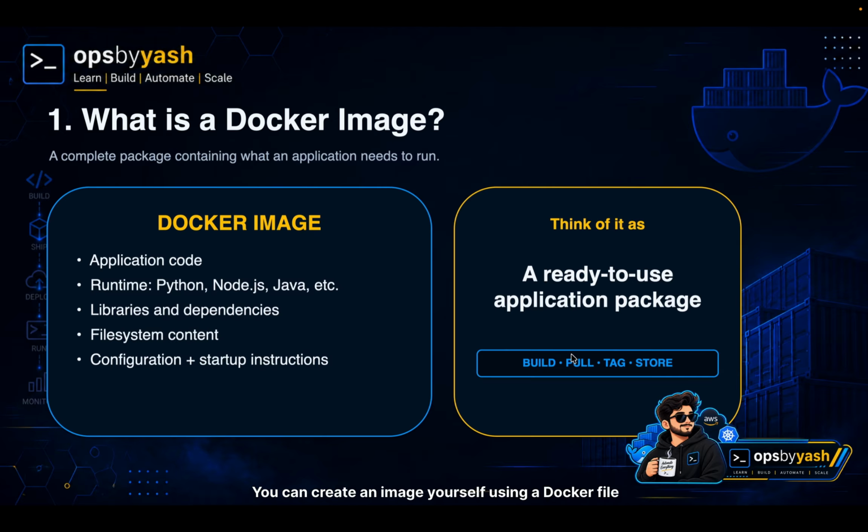You can create an image yourself using a Dockerfile or download an existing image from a registry such as Docker Hub. For example, Nginx, Python, Node. These are examples of images you can use as the starting point of the container. And an important thing to remember, the image itself doesn't run your application. It's the package that Docker uses to create the environment in which your application will run.